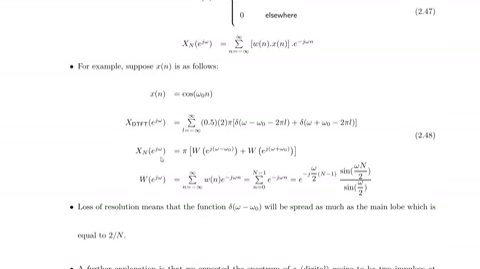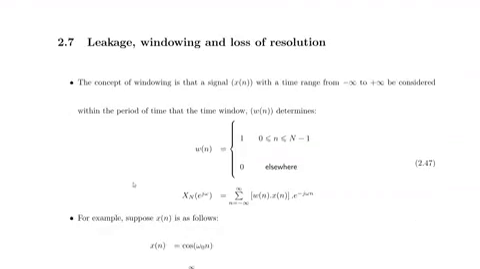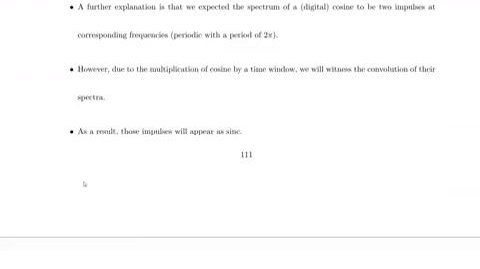Now, X_N of e to the power of j omega will be pi times capital W shifted, where W is DFT of W of n. Here we have a sinc. Okay. So windowing is clear up to now.